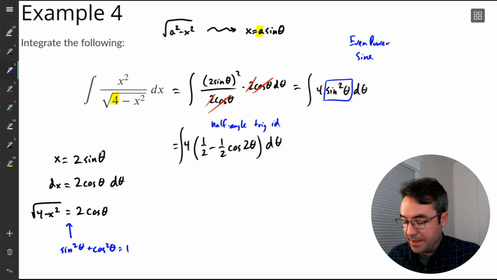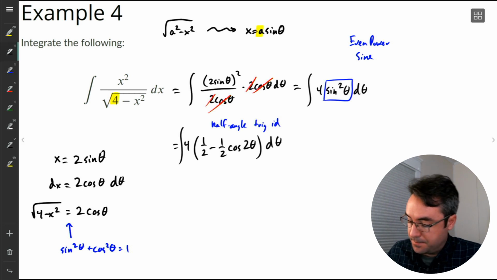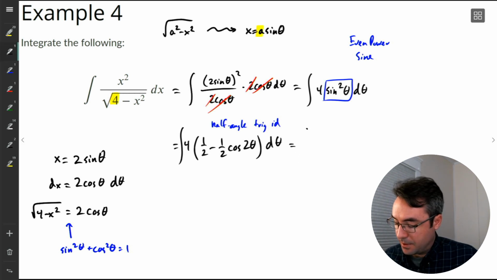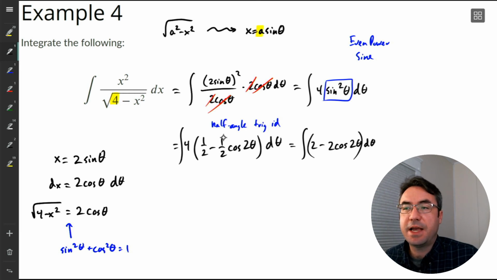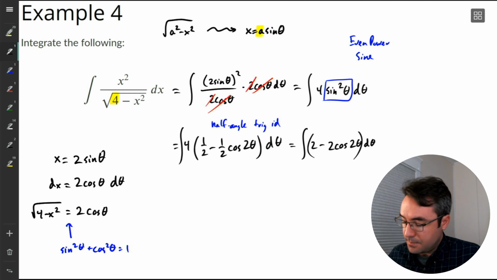We can simplify it, just kind of distribute the 4. So we end up with the integral of 2 minus 2 cosine 2 theta, d theta. And now we integrate each of those. So these are integrals we can do. So why is this half angle trig identity helpful? Well, it takes a sine squared, a squared power, and it reduces it down to just a regular cosine term. So now we find the antiderivative.